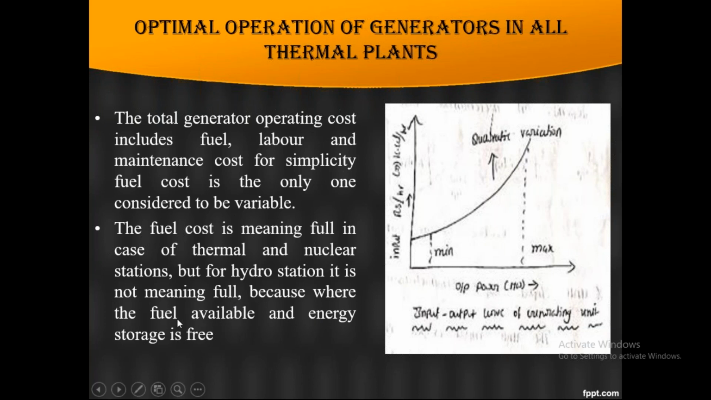After this performance, we will get a graph like this. As I already said, the input is taken on the y-axis and the output on the x-axis. Here the input is always represented in cost terms. It means the cost per hour: for one hour of generation, how much cost will be required. Next, the output is megawatts, that is, the electrical power. If you see this graph, both are directly proportional, so both increase somewhat linearly.